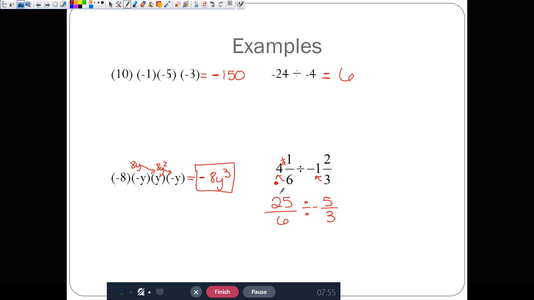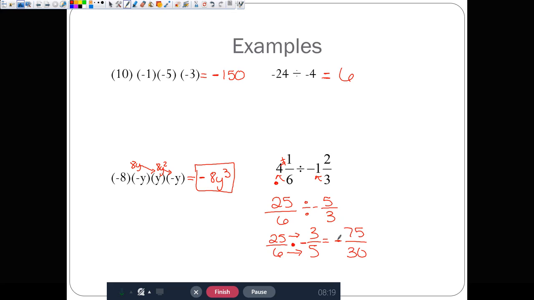So we're going to keep our first number, change our sign to multiplication, and flip our second number. So we're going to 25 over 6 times, it's still negative, 3 over 5. Then we multiply straight across. So 25 times 3 is 75, and 6 times 5 is 30.